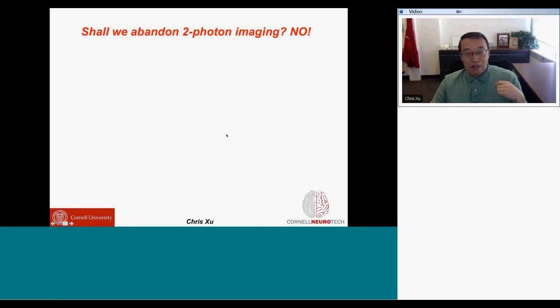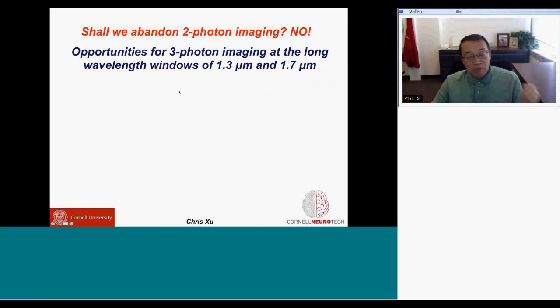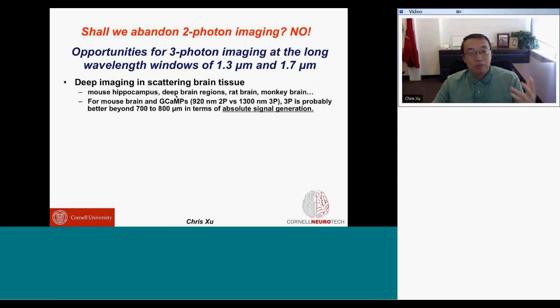Okay, just to summarize, should we abandon 2-photon imaging? The answer absolutely is no. 2-photon is great if you don't want to go that deep, right? So what's the opportunity for 3-photon imaging at the long wavelength windows of 1.3 and 1.7 microns? I see several opportunities. One is you want to image really deep in scattering brain tissue like the mouse brain. I showed you mouse hippocampus. You can certainly move to other deep brain regions.